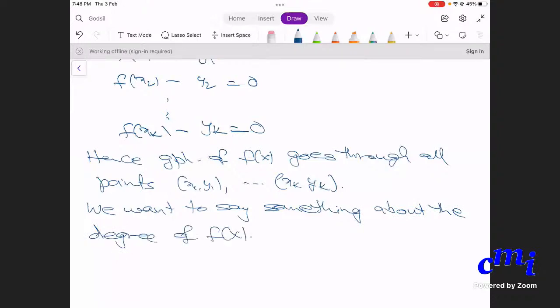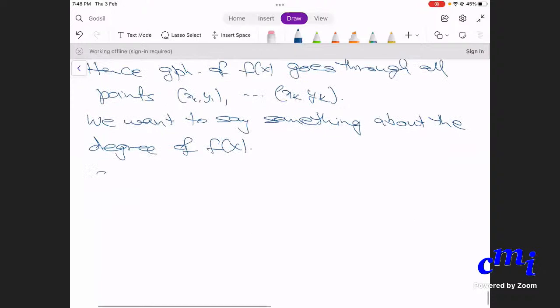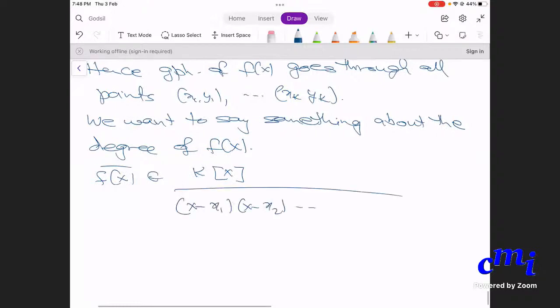So let me just observe that f(x) bar belongs to K[x] mod (x minus x1)(x minus x2) up to (x minus xk). So this thing is a degree k polynomial in capital X. So I have a degree k polynomial.